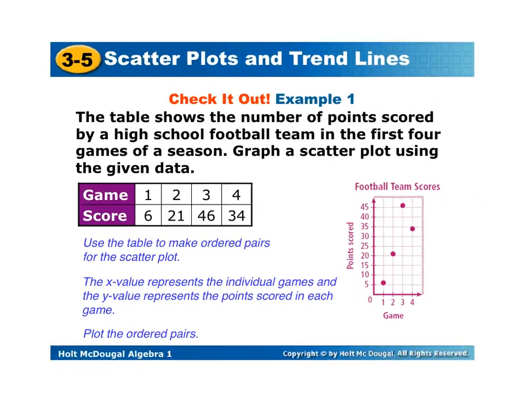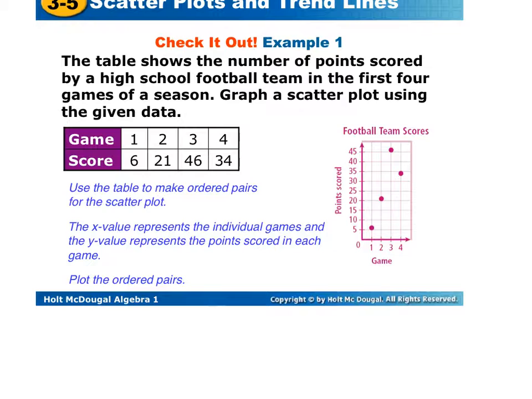Here is one with the number of points scored by a high school football team in the first 4 games of the season. Okay, it says graph a scatter plot using the given data. So here, they just wanted you to take the data and put it into a graph. Now, notice if you were to try to connect these dots, notice they go here and then they go down. But the general trend of this scatter plot is it's going upward. So it would have a positive correlation.